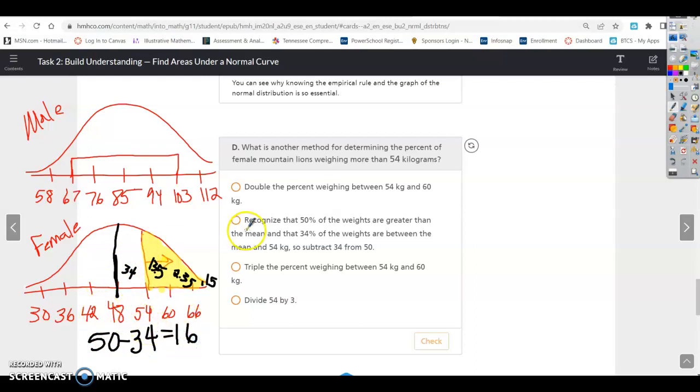So right here where it says double the percent, no. Recognize that 50% of the weights are greater than the mean, yes. And that 34% of the weights are between the mean and 54, so subtract 34 from 50. So basically you're still taking this and adding it up, but instead of doing that, you're doing 50% of the data is on the right side of the mean, subtract the part you know that's not part of that, and that gives you your answer as well.